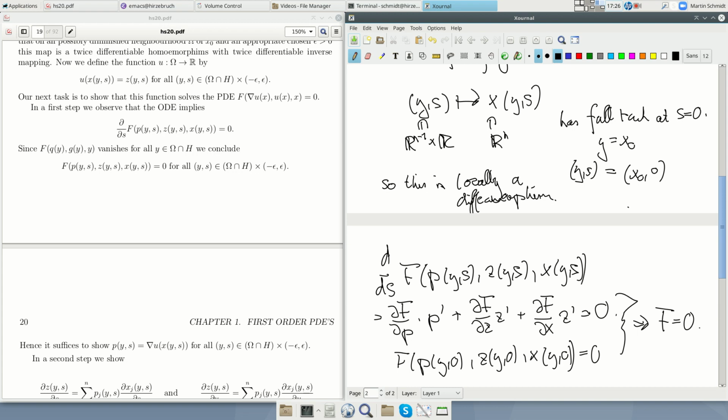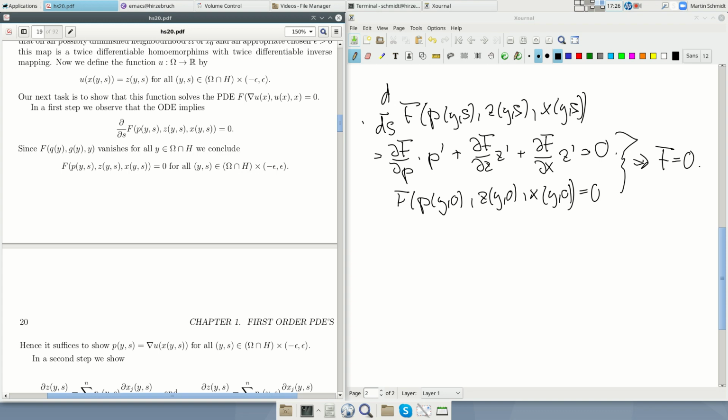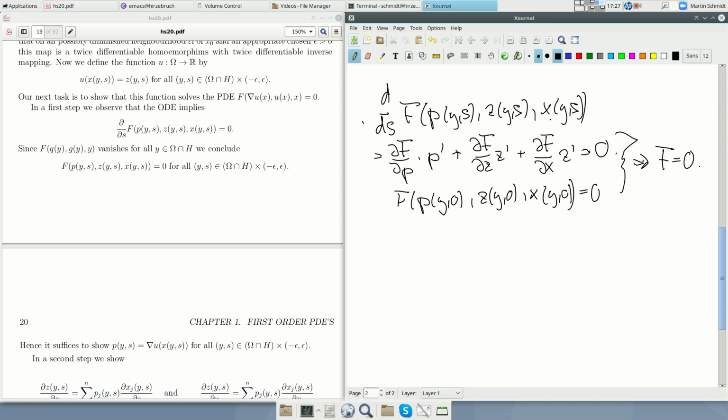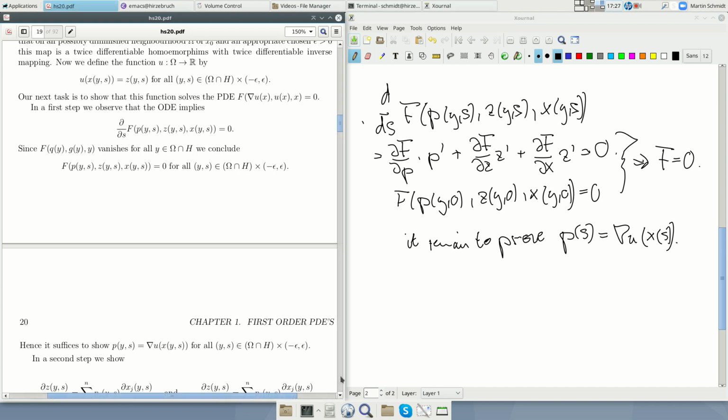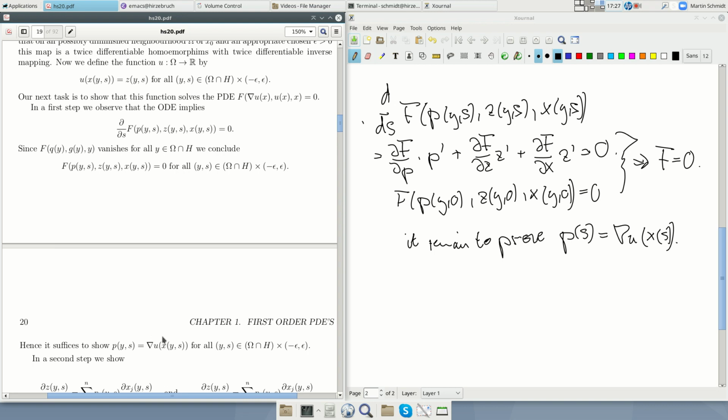What is missing in order to obtain that our function u now solves the differential equation? There is missing only one thing, because this is by definition u, this is by definition x, but this is not clear. So it remains to prove that p of s is equal to the gradient of u at x of s. This remains to prove, and this will turn out to be quite complicated. So this is the thing which we prove now. If we know this, then we know that u indeed fulfills this equation.